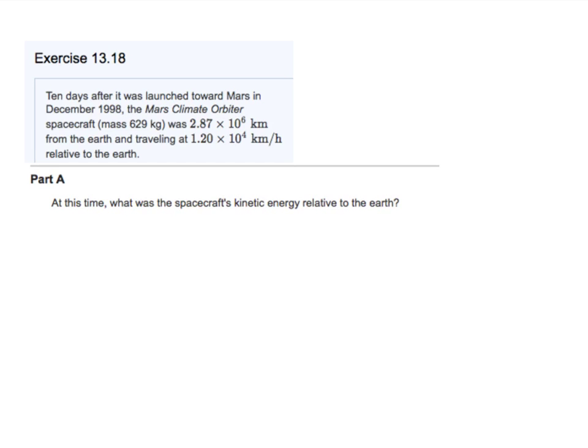Okay, so let's do some examples for these problems using what we know. So here, this one's pretty straightforward. It's just kind of using the expressions for potential and kinetic energy. So we're talking about an orbiter that was launched into space. It's a certain distance away from the Earth, so that's our R, and then this is how fast it's going, that's our V. So the first question is we want to find the spacecraft's kinetic energy relative to the Earth.